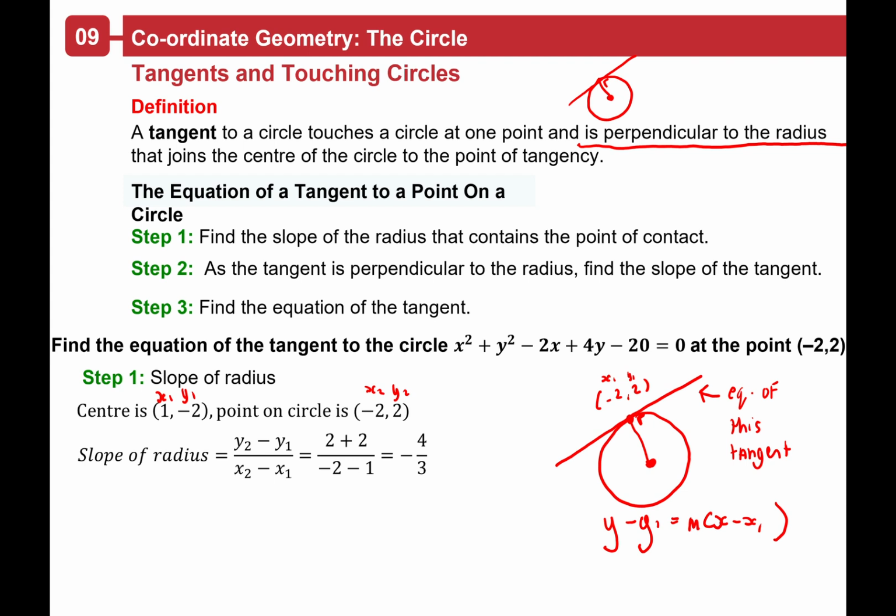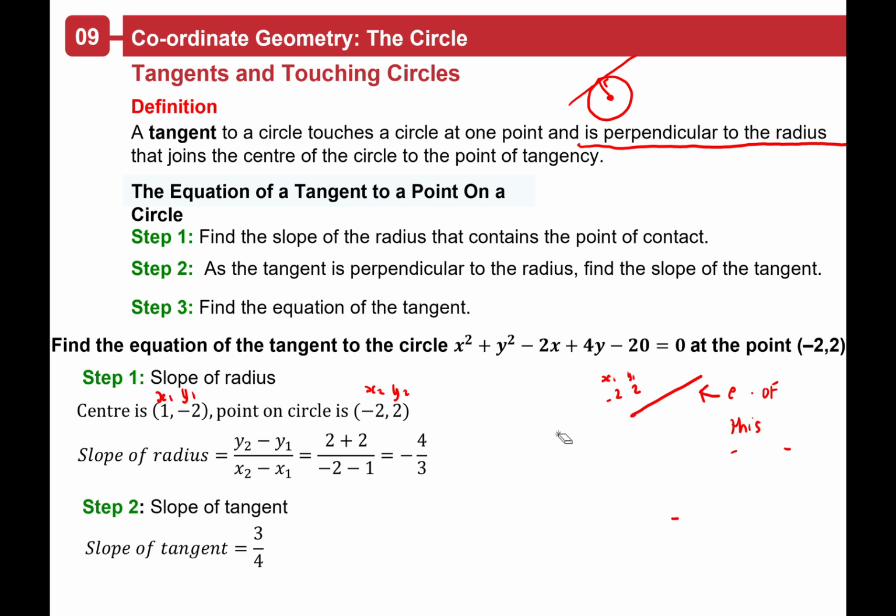We know that the slope of the radius is perpendicular to your tangent. So to find the slope of your tangent, we flip our slope of radius and change the sign. So the slope of our tangent is equal to 3 over 4. So we now have the slope of the tangent and we have a point that is on your tangent, and we can use this to find the equation of your tangent. Okay, so we know that our slope is equal to 3 over 4, and we know that our point on our line is minus 2, 2.